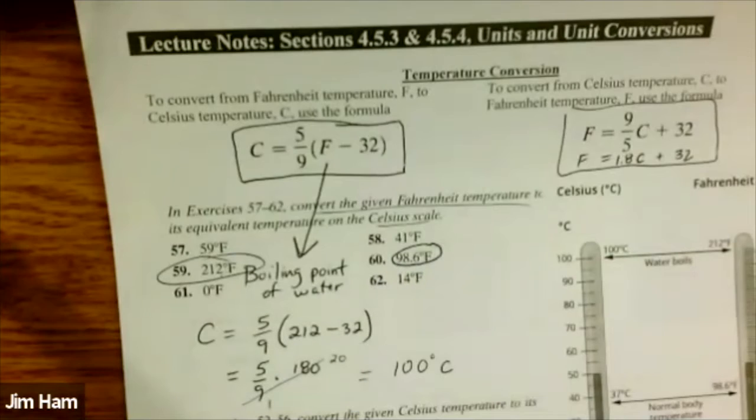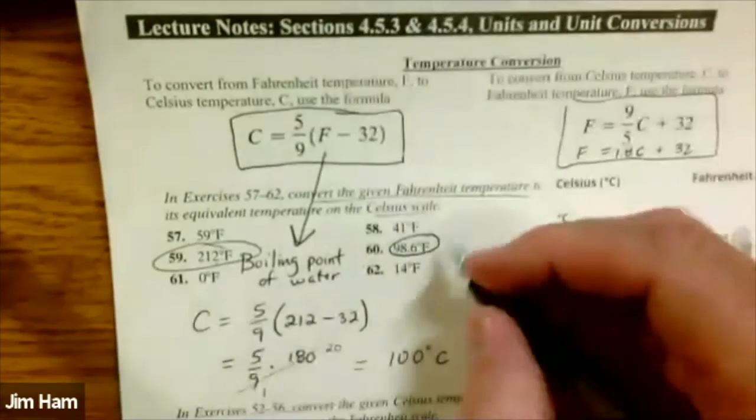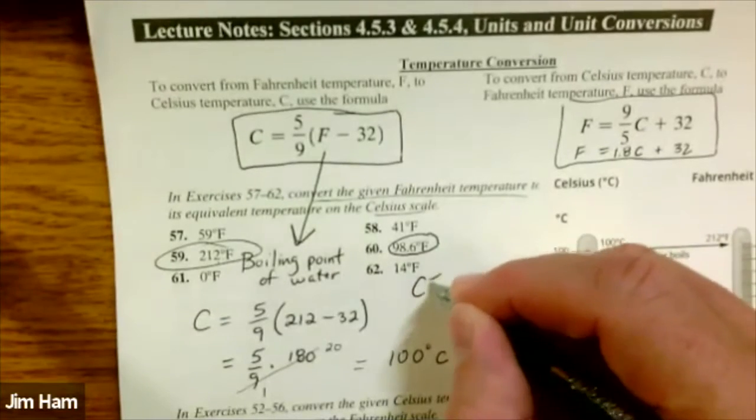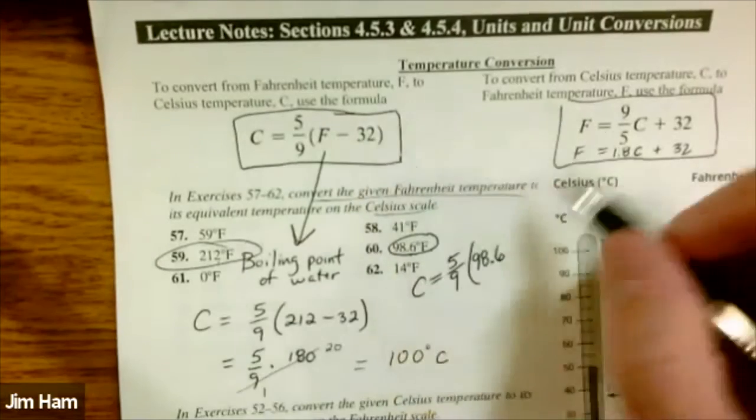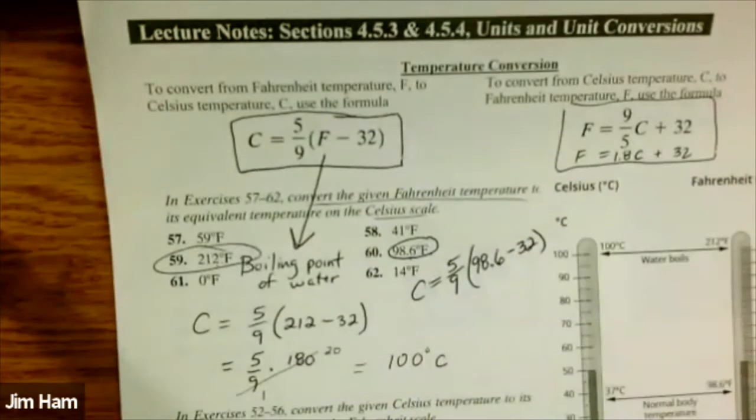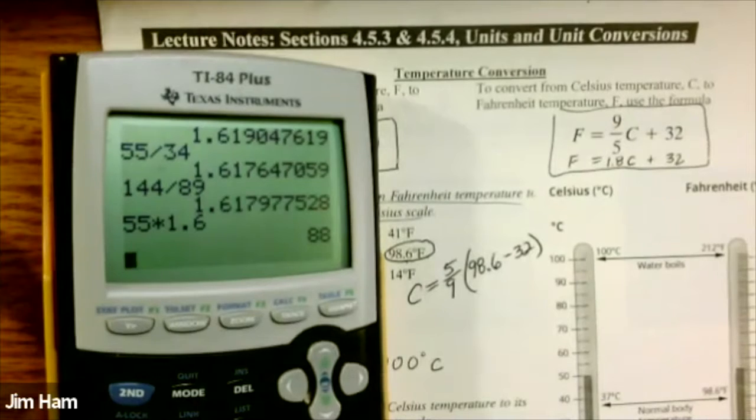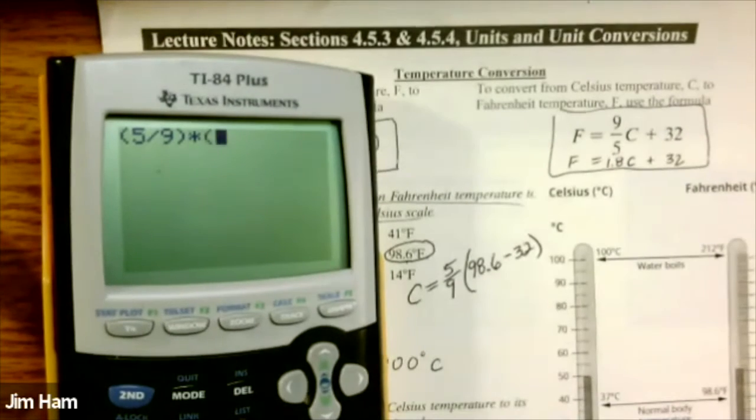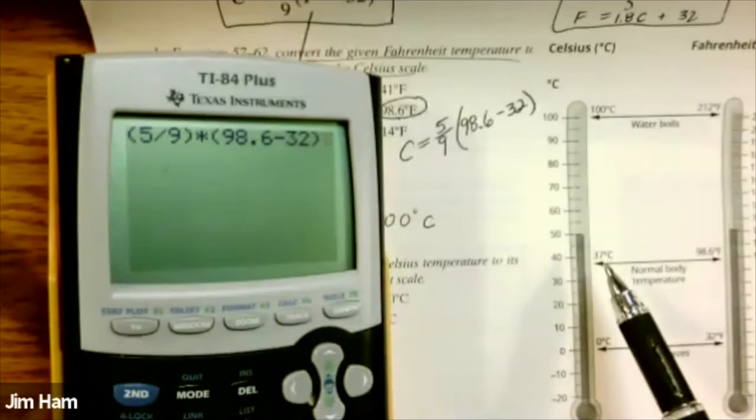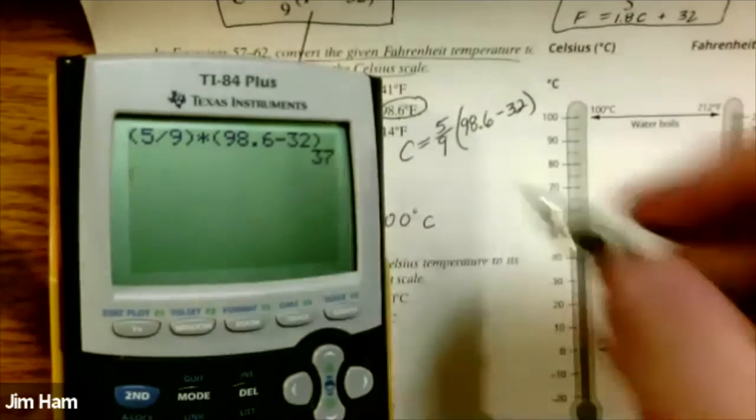Body temperature: if you take your temperature and all you have is a metric thermometer, then this will show you how to convert it. So you can see over here what they claim that to be, but let's convert it. Celsius equals 5/9 times the Fahrenheit temperature, 98.6 minus the 32. This one I'll do with the calculator. Just remember to put the 5/9 as a fraction in parentheses. So 5/9 times, and then 98.6 minus 32. Here it says that 98.6 is about 37 degrees Celsius. And in fact, that's what it is, right on the nose. And there's some other ones there as well.